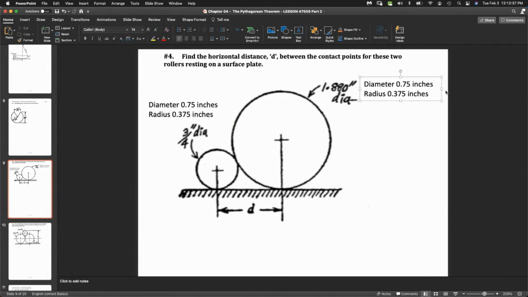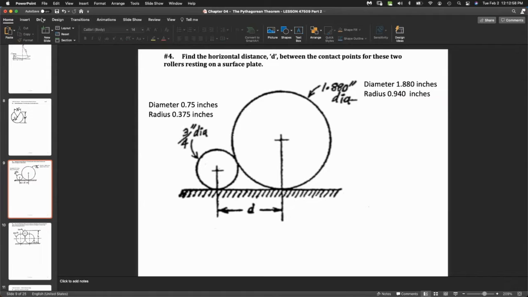So here we go. The diameter here is 1.880 inches. What's the radius up here, people? Can someone let me know? I think I see Denny's comment over there. That's good. So that's 0.940 inches.